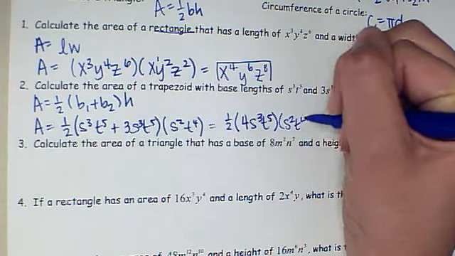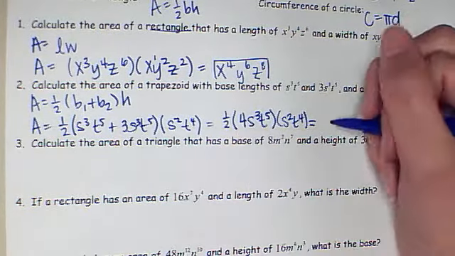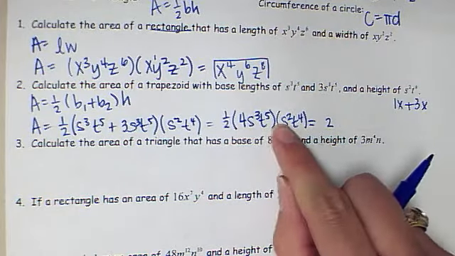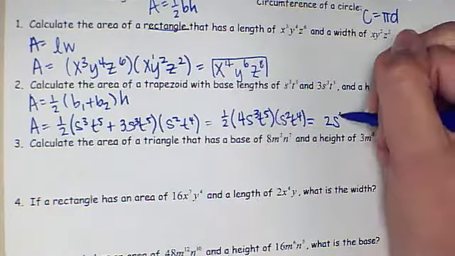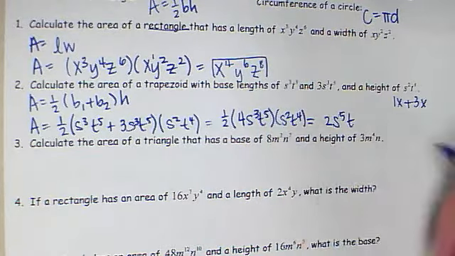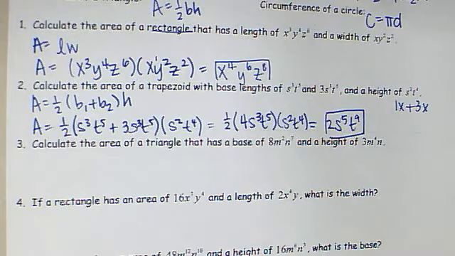Now that I've broken that piece down, I can go ahead and use my multiplication rules. 1/2 of 4 is 2 times 1. There is no number there, so it's just 2. How many s's do I have? 3 plus 2 is 5. And for t's, 5 plus 4 is 9. So my answer is 2s to the 5th, t to the 9th.